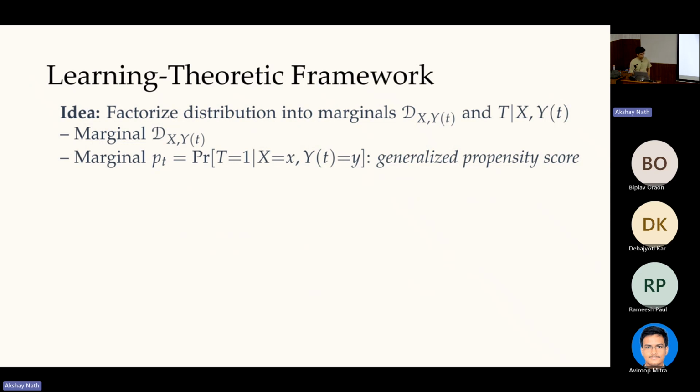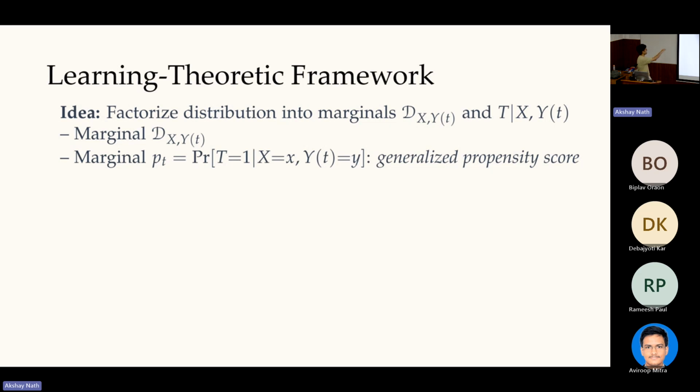And if there are people who are familiar with causal inference, this might seem like a non-natural or different factorization than people typically do. So we have some distribution over features, which are X, my outcomes, which are Y, and treatment, which I'll call T. And I factorize this into two parts. One is the feature-outcome distribution, and the other is the probability of getting a treatment given the feature and the outcome. Okay. This is what we are calling the generalized propensity score.